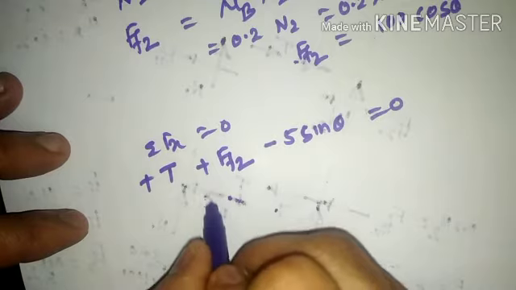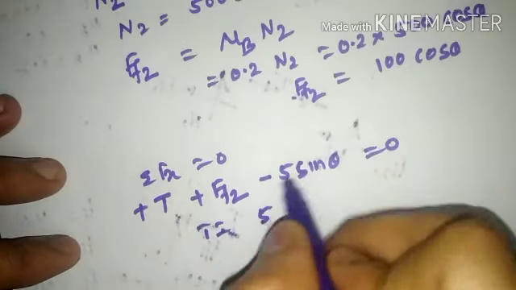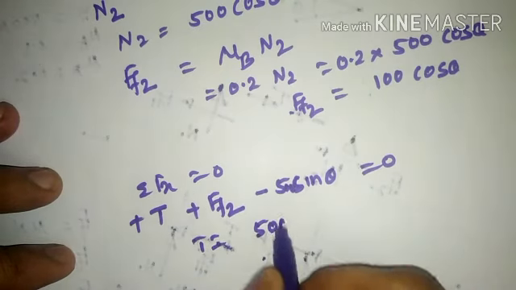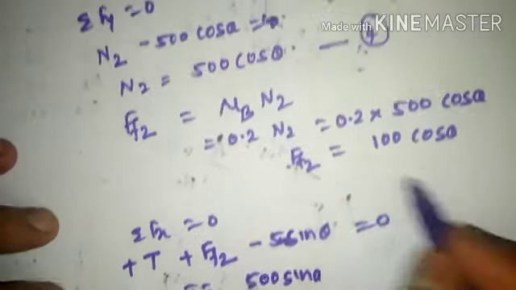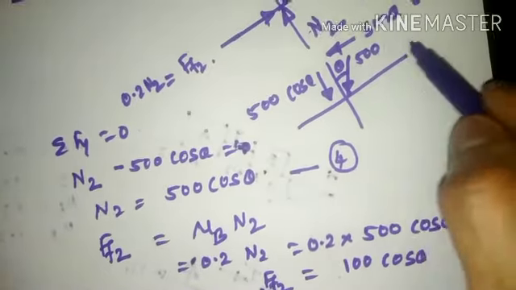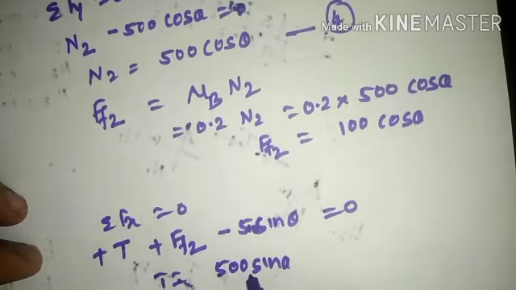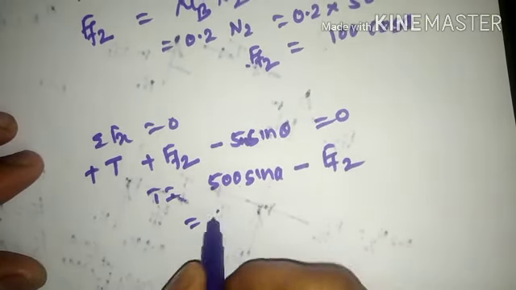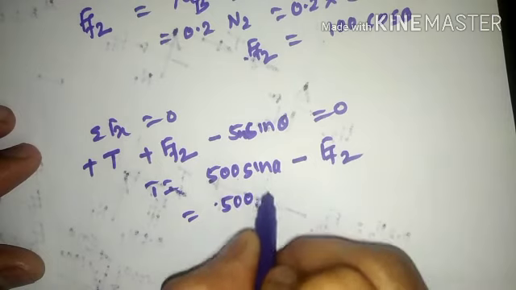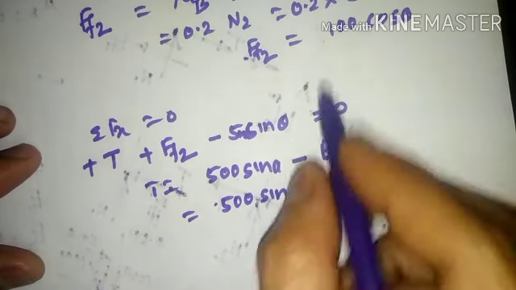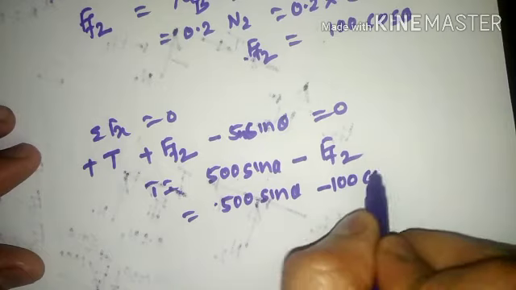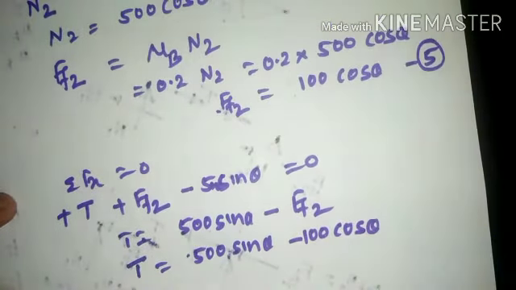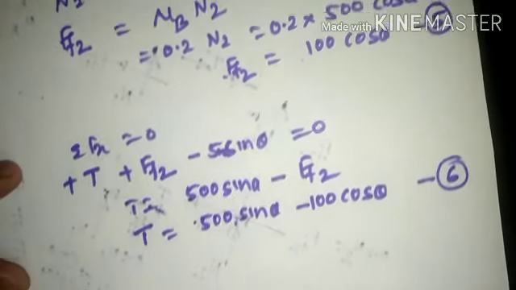Now the T value will be rewritten. When you take the 500 sine theta on the right hand side, it will be positive, so positive 500 sine theta minus F of F2, which will be 500 sine of theta minus 100 cos of theta, since the F of F2 value is 100 cos of theta. So this is the value of T. This equation we shall name as 5 and this equation we shall name as 6 now.